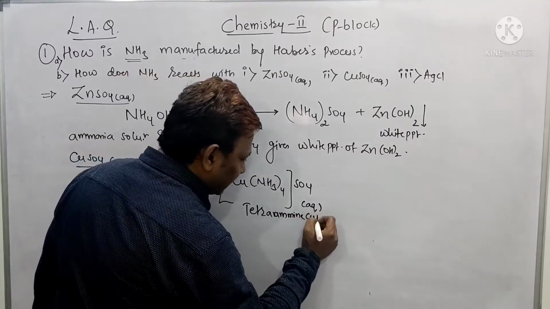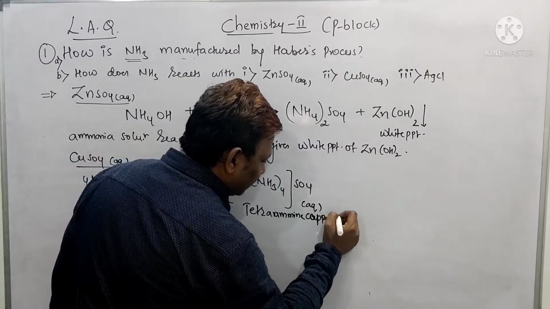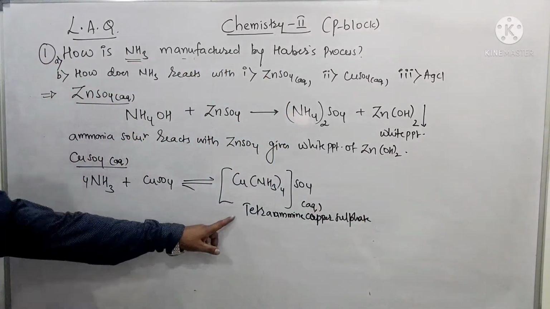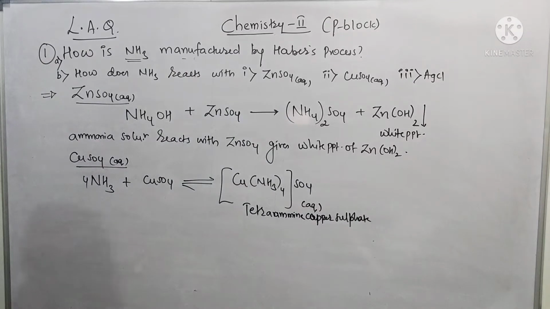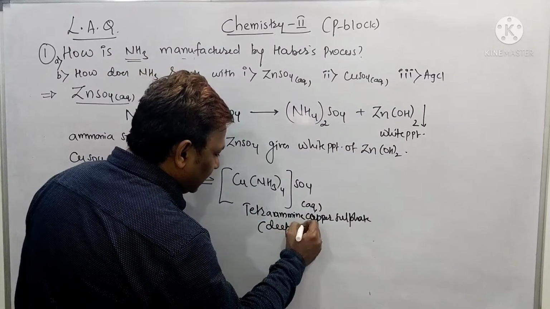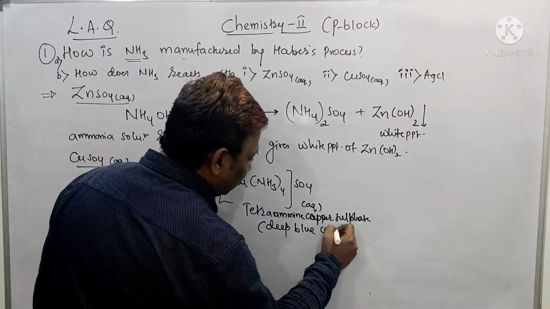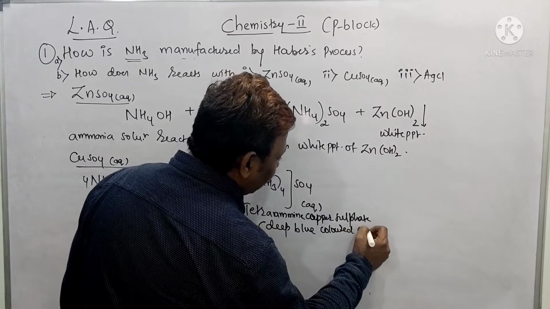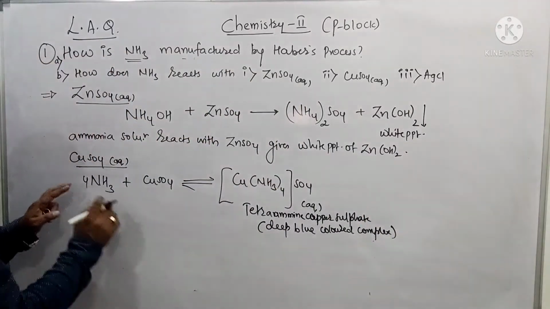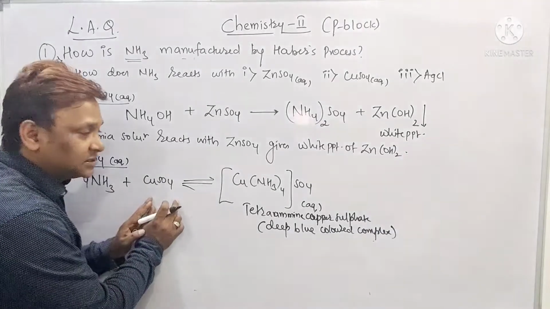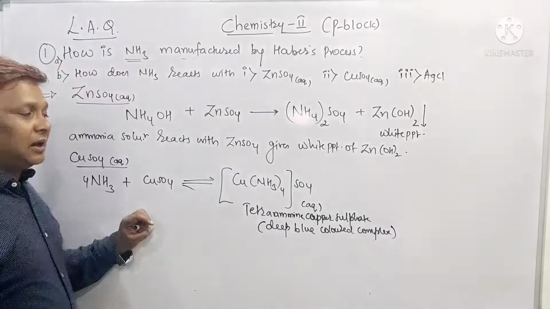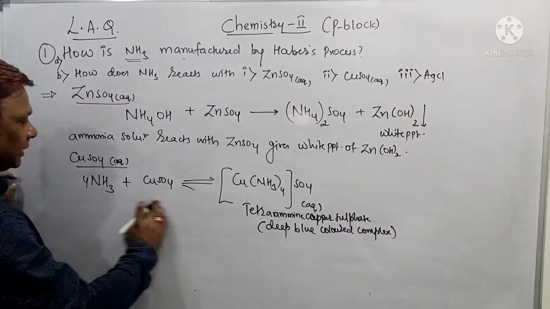Tetraamine. Then it is called as what, beta? Copper sulfate. Tetraamine copper sulfate is a complex which is obtained here, and this complex is a deep blue colored complex. So once again, ammonia on reacting with copper sulfate gives rise to a deep blue colored complex, that is tetraamine copper sulfate. You can write down the statement, beta.